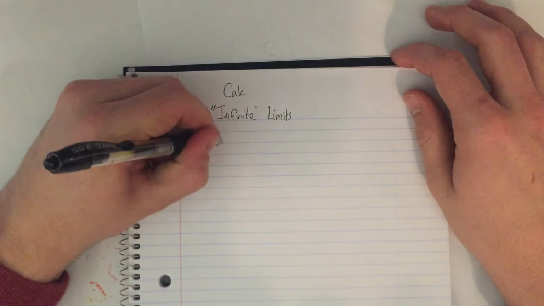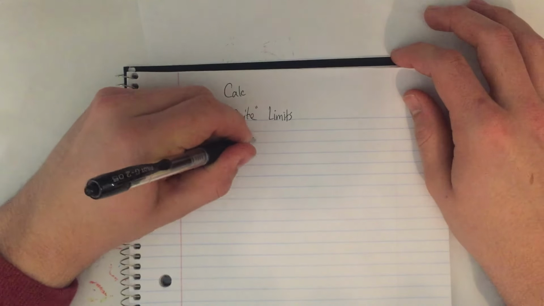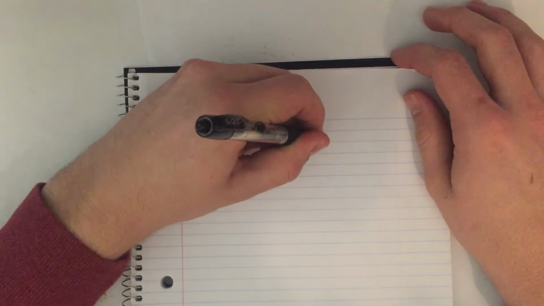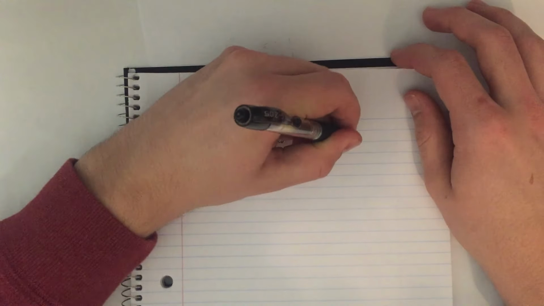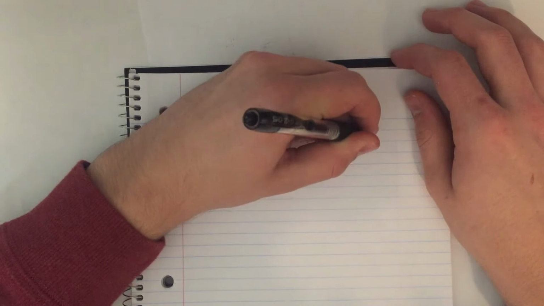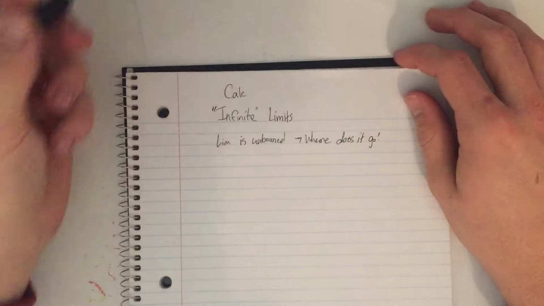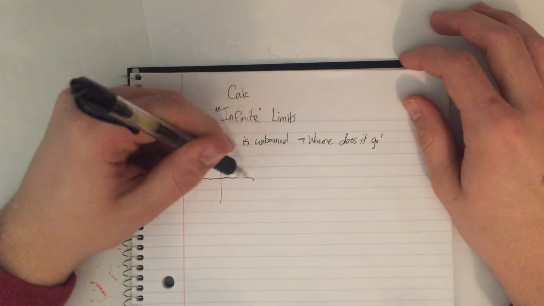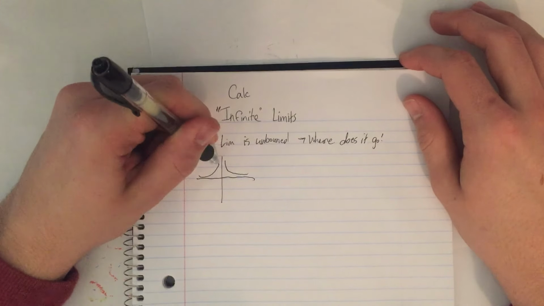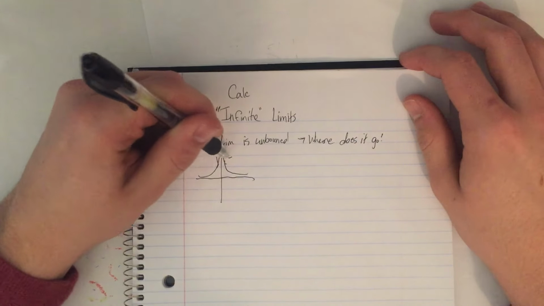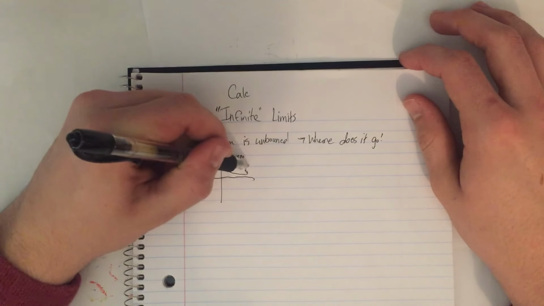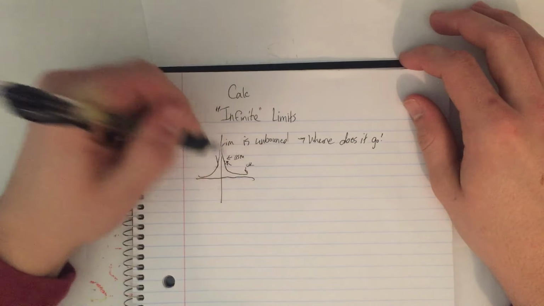So when the limit is unbounded, where does it go? We've kind of got two options if we look at a coordinate plane. If we have a graph that looks like this, these are asymptotes. These are okay. These aren't okay.